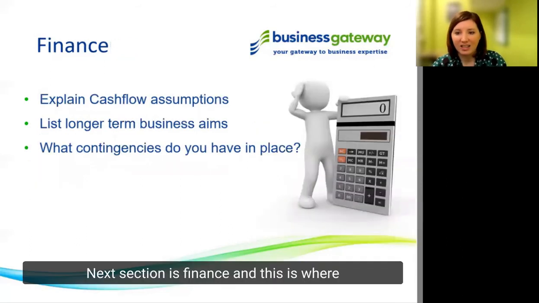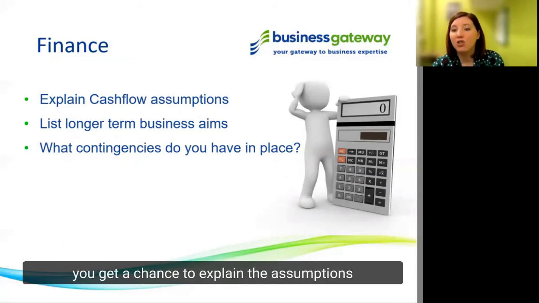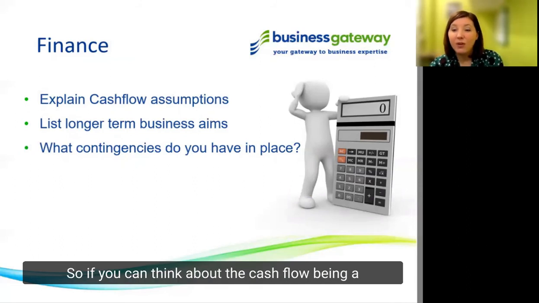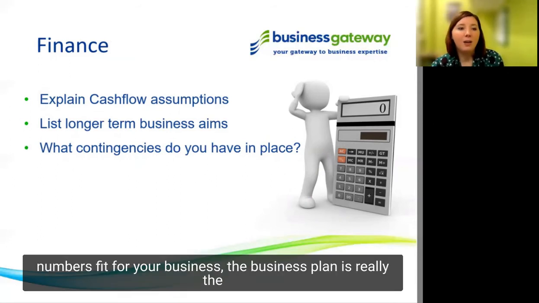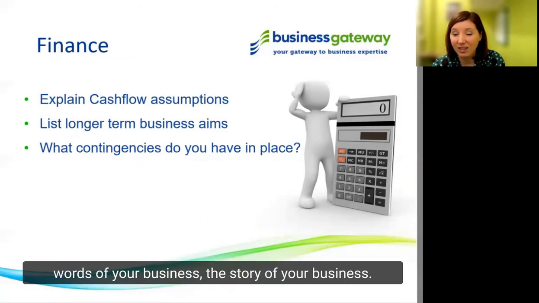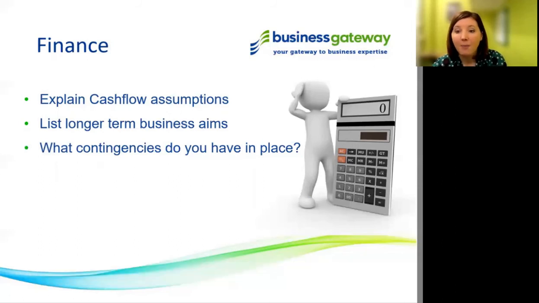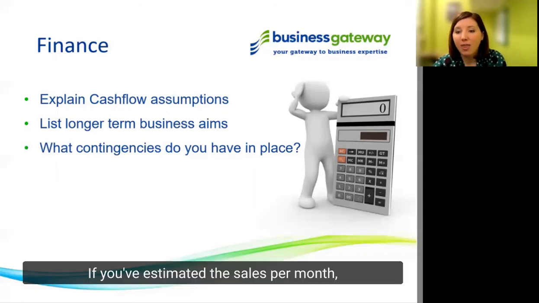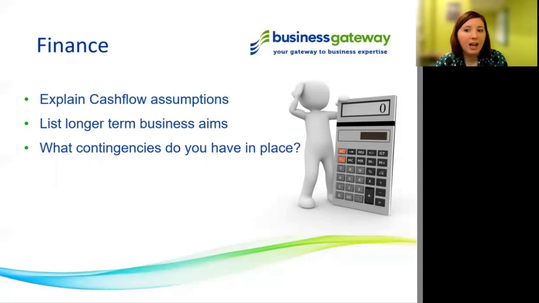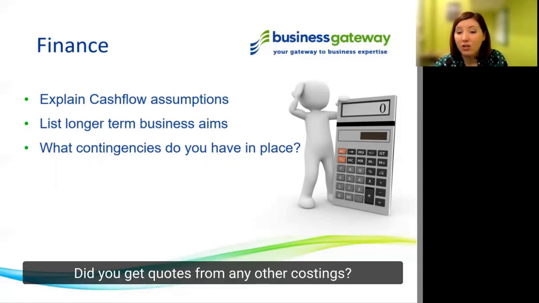Next section is finance, and this is where you get a chance to explain the assumptions that you've made in your cash flow plan. So if you can think about the cash flow being the numbers bit of your business, the business plan is really the words of your business, the story of your business. If you've estimated the sales per month, what did you base that on? If you think stock's going to cost you £5 per month, or £5,000 a month, did you get quotes from suppliers to back that up? Why did you choose that supplier? Were they the cheapest, the best quality? Did you get quotes for any other costings?